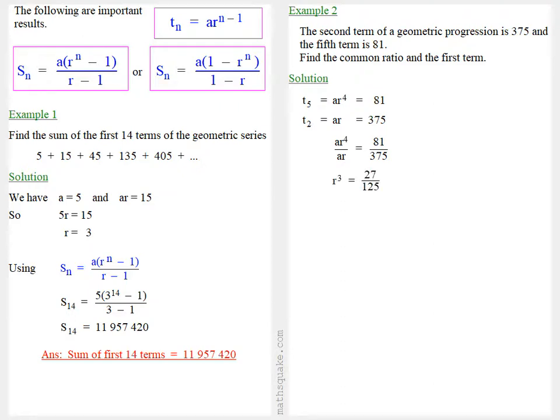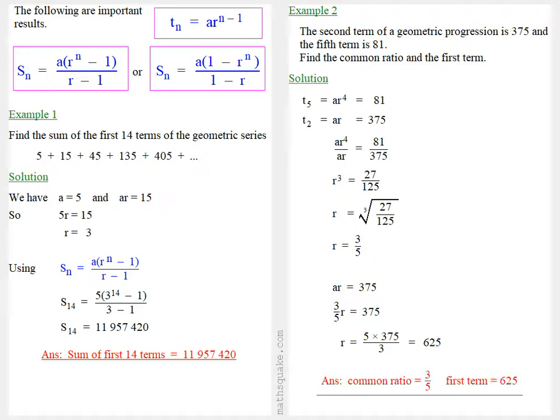cubed is 27 over 125, and if we take the cube root of that, we get R is equal to 3 over 5. Now, we're told that AR is equal to 375, so 3 over 5 A is equal to 375, so A is 5 times 375 over 3, which is 625. So the common ratio is 3 over 5, and the first term is 625.